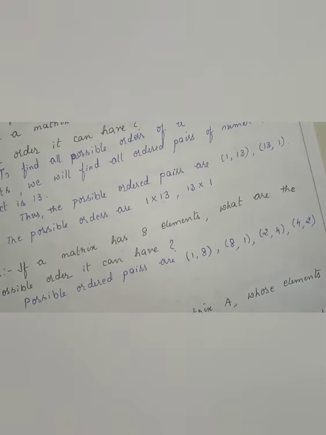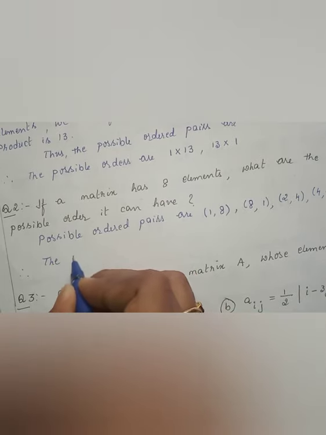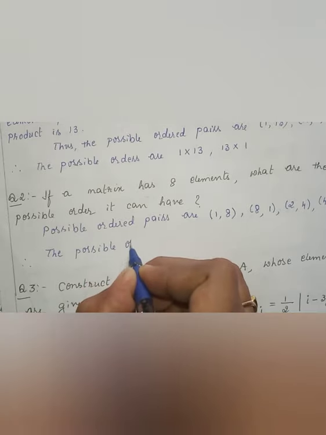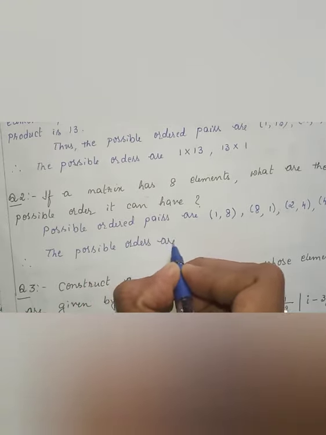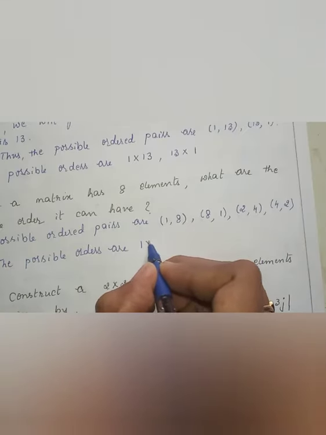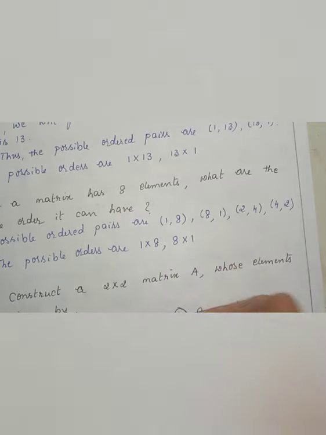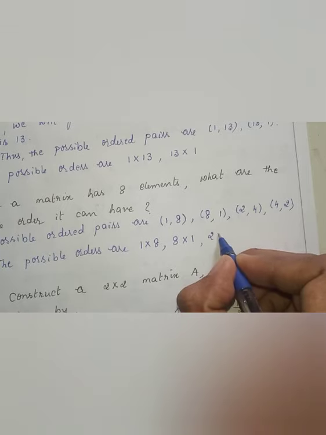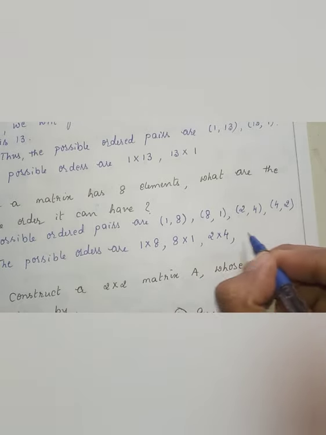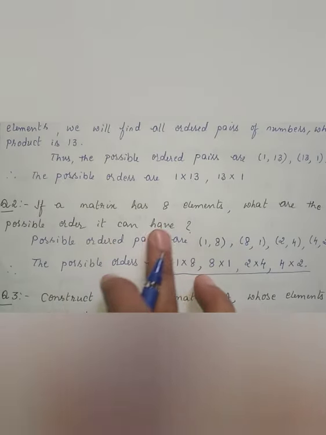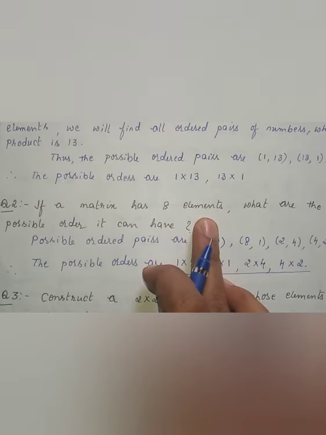Therefore, the possible orders are 1 row, 8 columns. Another one is 8 rows, 1 column. Then 2 rows, 4 columns. Then 4 rows, 2 columns. So these are the possible orders in which a matrix has 8 elements. Is it clear?